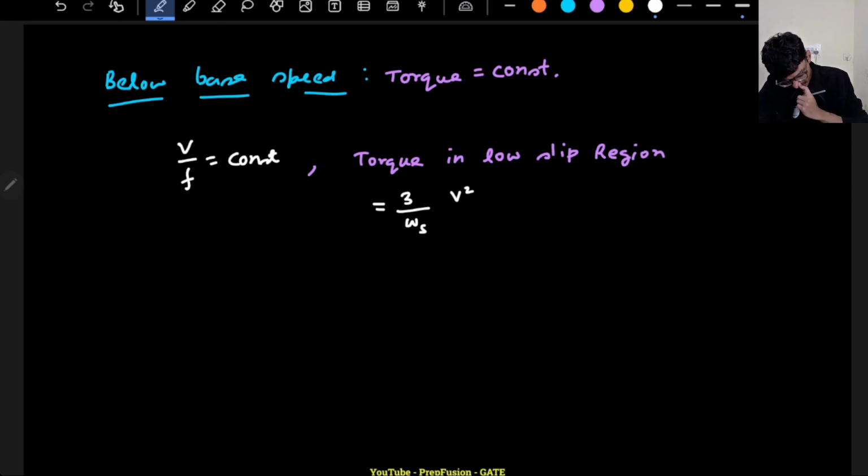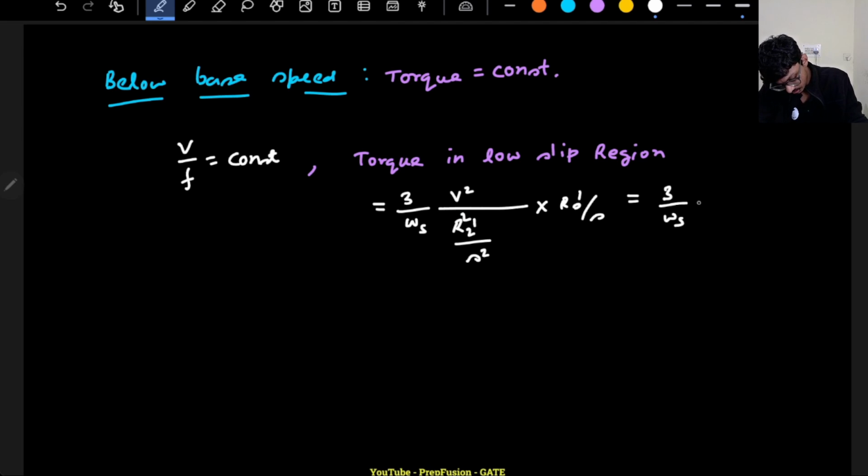It was almost equal to, if you remember, 3 upon omega s divided by this. It is low slip, right? So basically R2 dash by S will dominate, and this will be R2 dash divided by S whole square. So basically this will be 3 divided by omega s into V square S divided by R2 dash. This we had already derived in the previous speed control method, stator voltage control.